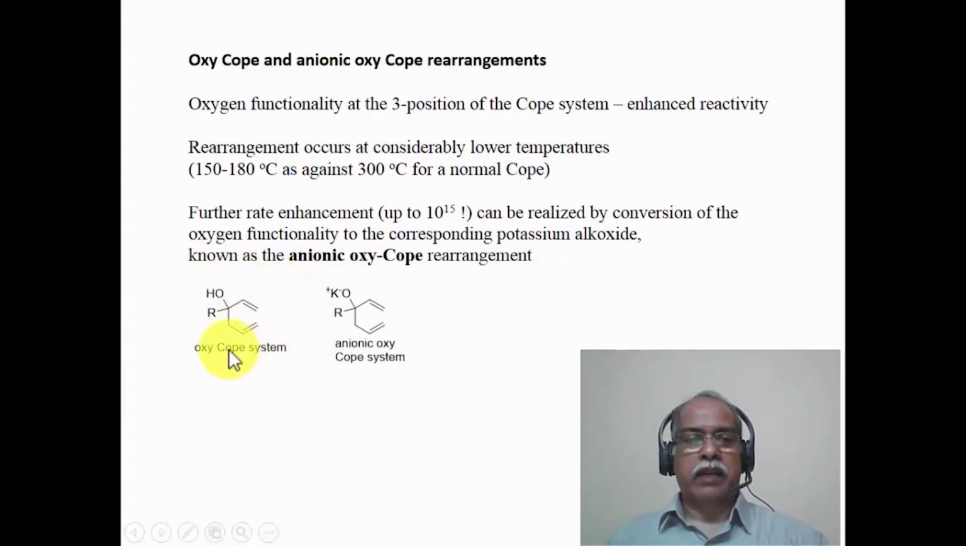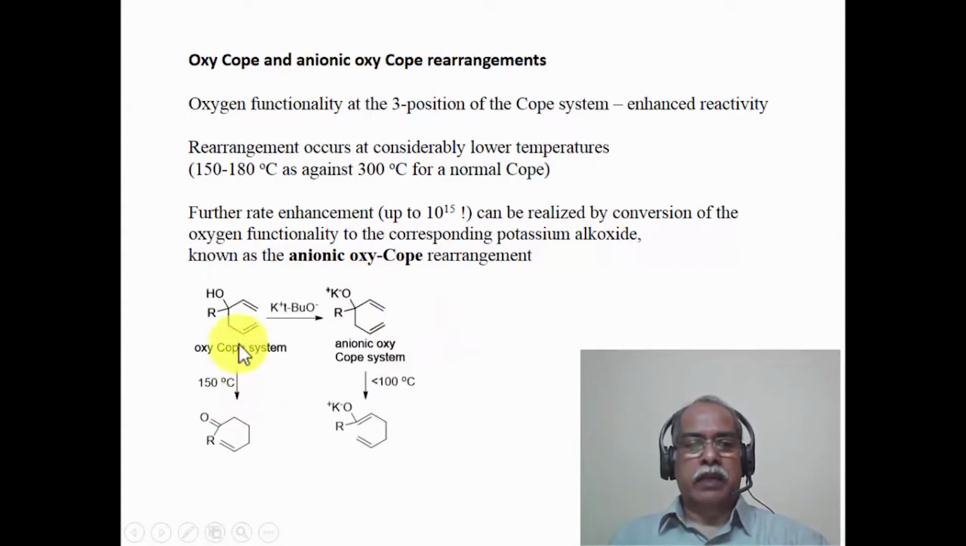As you can see here, the anionic oxy-Cope systems can be synthesized by taking the allyl substituted ketone, in other words allylic ketone, and addition of a vinyl Grignard reagent will give you the tertiary alcohol. Such a tertiary alcohol is known as the oxy-Cope system, and the anion generated by treatment of this tertiary alcohol in the presence of a base like tertiary butoxide constitutes the anionic oxy-Cope system. It is in fact the anionic oxy-Cope system which shows further rate enhancement of up to 10 to the power of 15 because of the remote functionality, which is the anion of the oxygen that is present in the system.